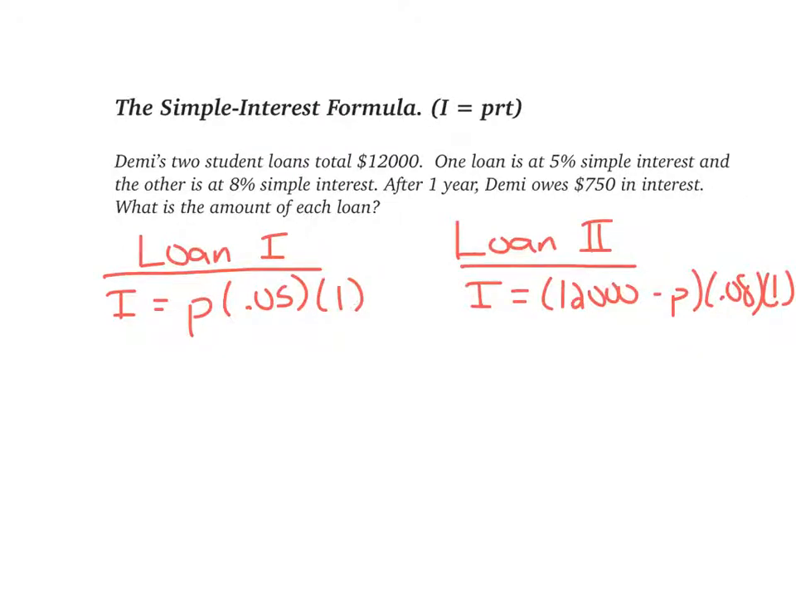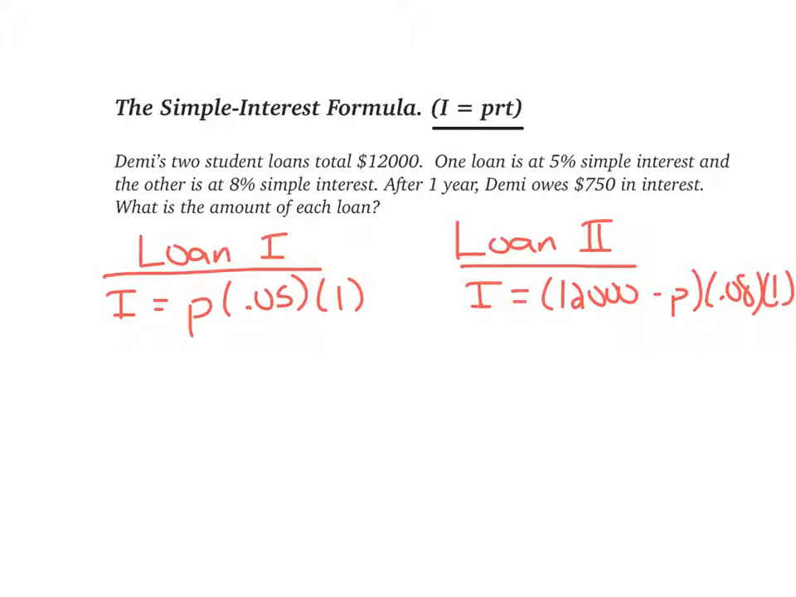All right, simple interest. The interest formula is I equals PRT. Every time I say that, I think about the Michael Jackson song, but it's called PYT. It stands for principal times rate times time. If you're not sure what those mean, the principal is how much you borrow, rate is what your interest rate is, and time, of course, is how long you've had it. So let's read about Demi here. It says Demi's 2 student loans total $12,000.